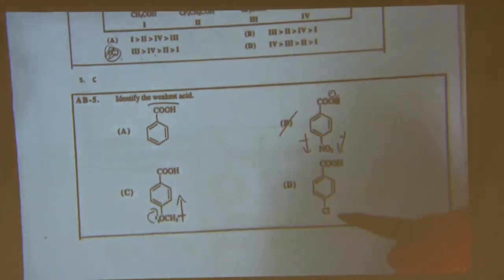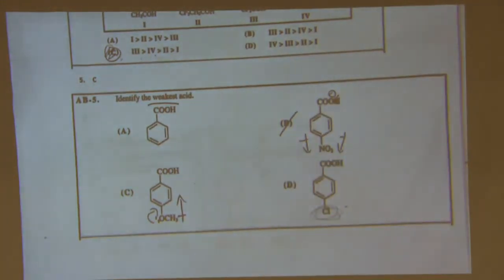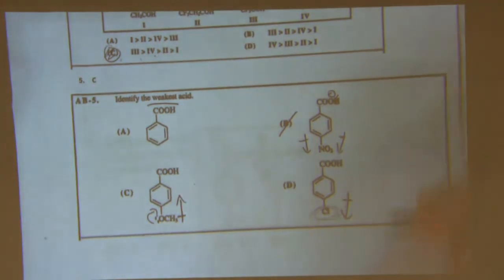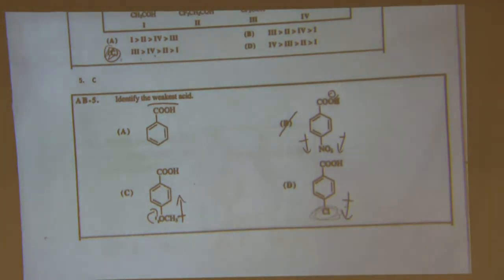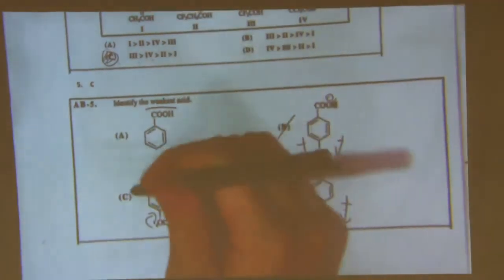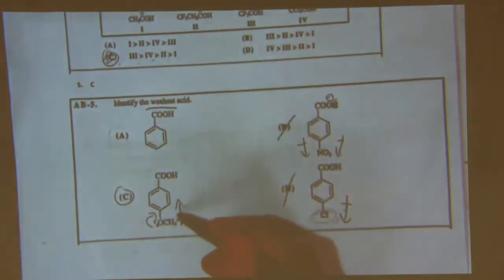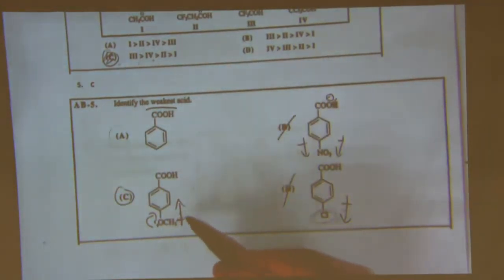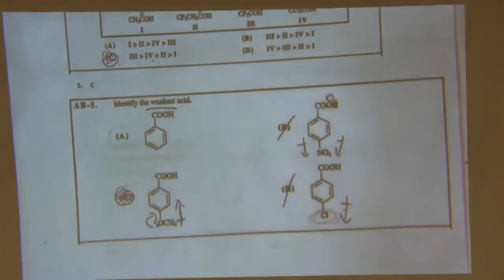And then let's check this one. What is a Cl? Donating or withdrawing? Withdrawing. It's actually an electron withdrawing group, even though it's an orthopara director. So remember that. Chlorines are weak deactivators, so they are electron withdrawing, but they are orthopara directors. So this one's withdrawing, so that's going to make the acid stronger, right? And then this one has nothing happening to it, but this one is being destabilized as a conjugate base, so this one's going to be the weakest.